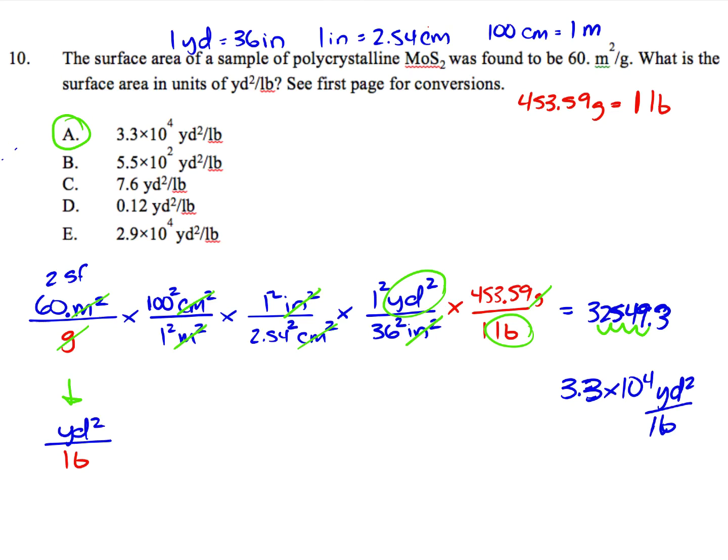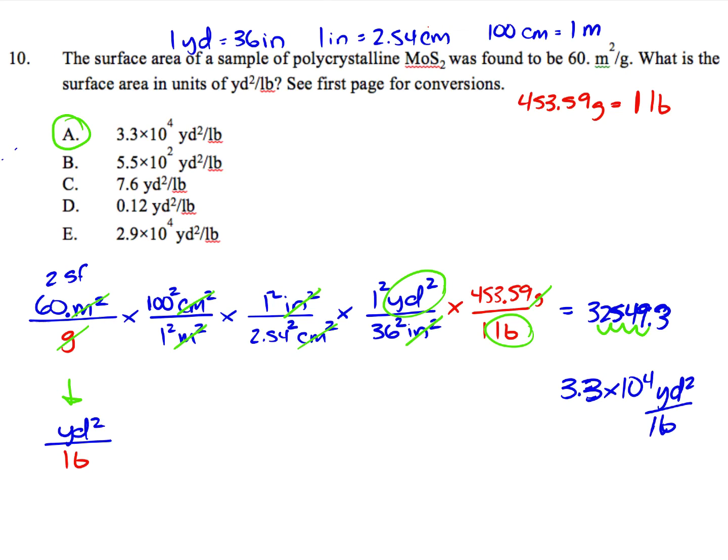Yes? Why don't you square the 60? So you don't, the number you start with is essentially already squared, because if you say 60 meters squared, that's just saying it's 60 square meters. So you never square your starting number, just square your conversions.